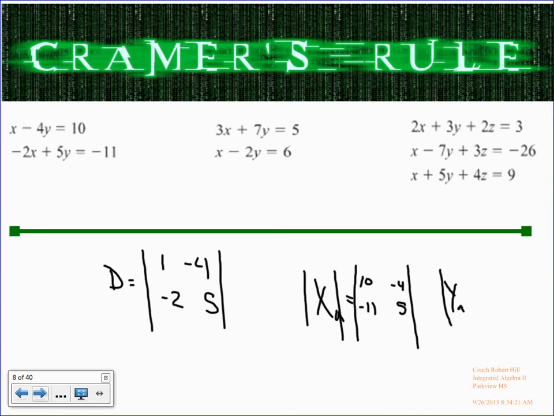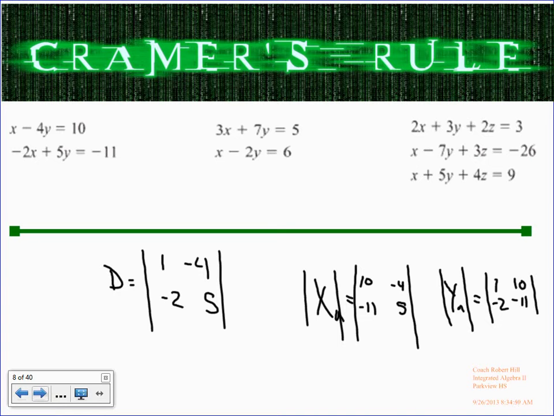Y sub n. Again, I take 10, -11, and I put it in what's considered the y column. And what goes in the x column? 1 and -2. All right, that's Cramer's rule. That's what I asked you to do on that table right there, is you set up your three matrices.